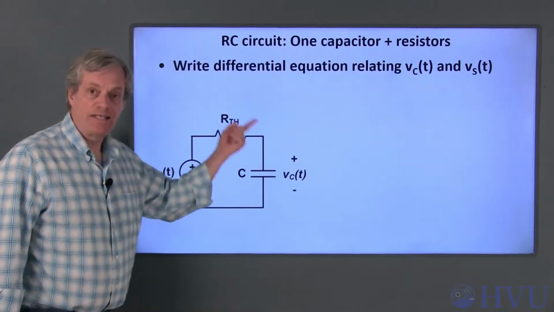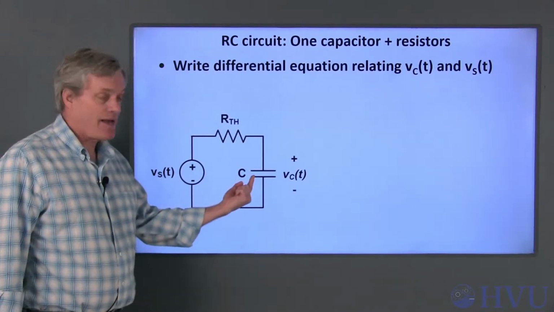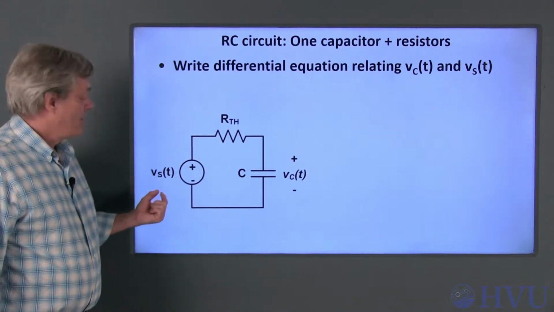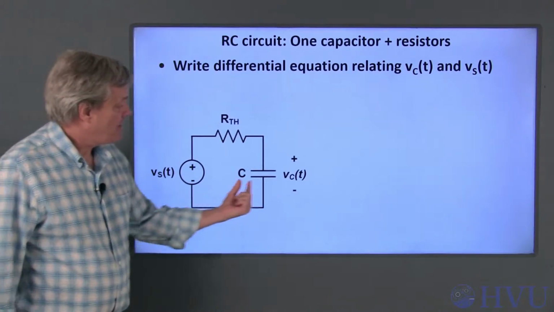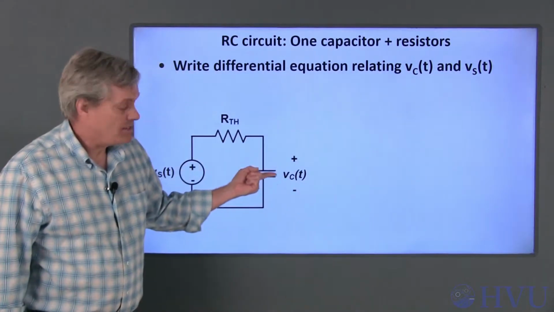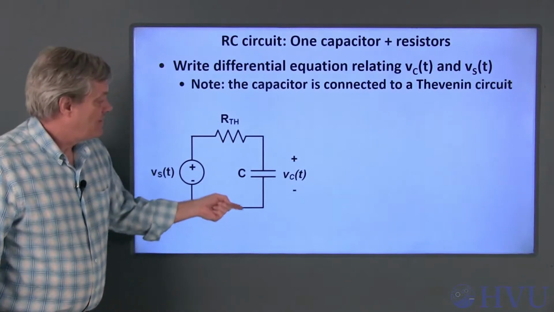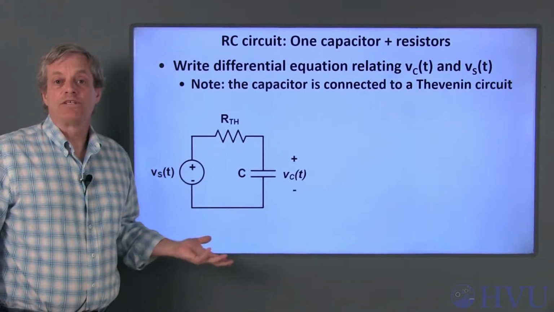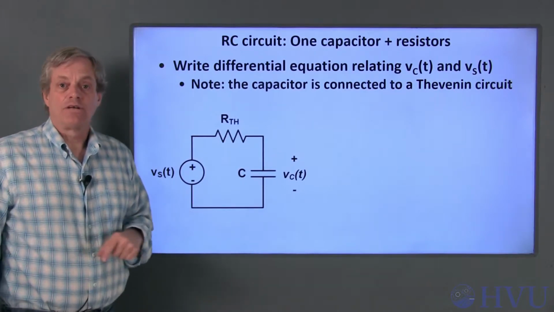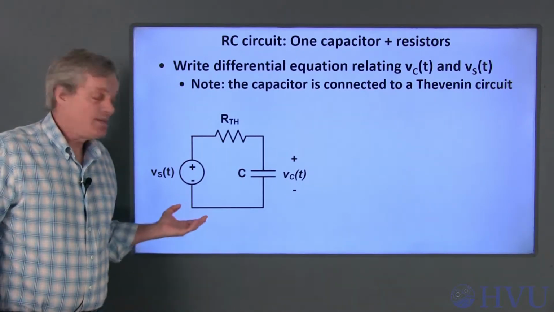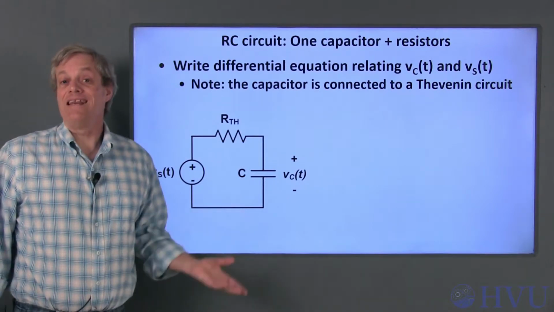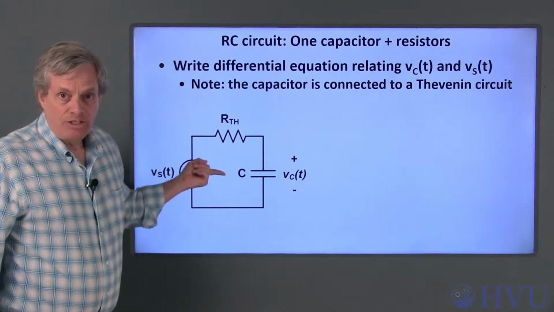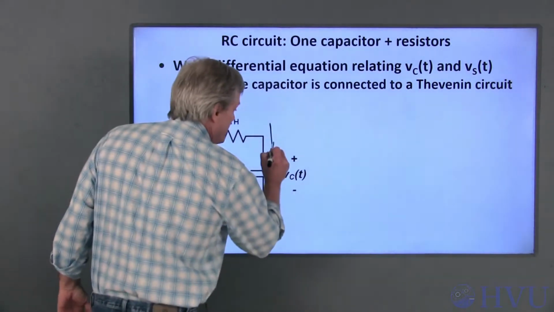I'll determine the response of this circuit consisting of a capacitor connected to a resistor that's in series with a voltage source. The input is Vs of t, and the output is the voltage across the capacitor, Vc of t. Notice that this circuit that's connected to the capacitor consists of a Thevenin equivalent circuit. Since any linear circuit can be modeled as a Thevenin circuit, this circuit is an appropriate model for any circuit containing one capacitor. To derive the differential equation, I'll first label the current through the capacitor.